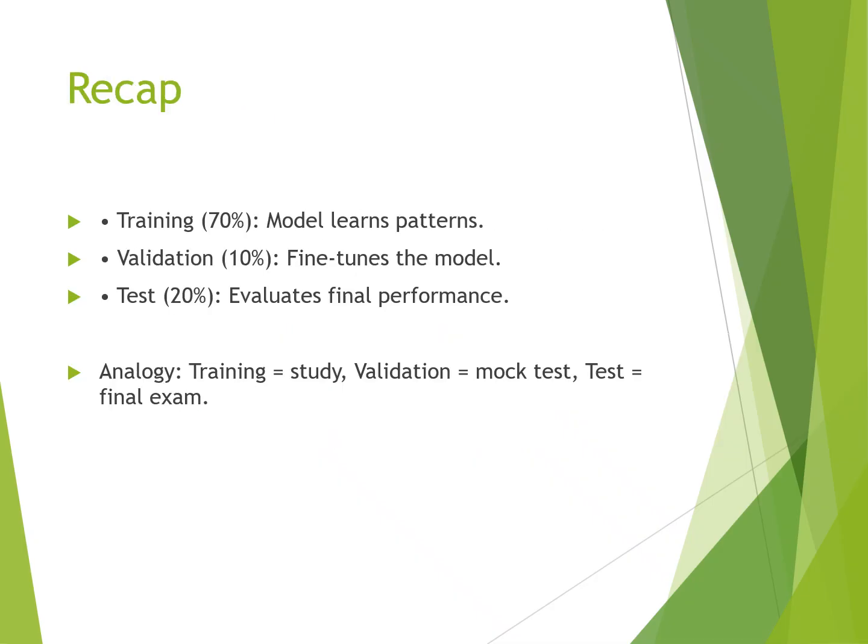So if we recap, what we did was we used training 70%, which makes the model learn patterns. Validation is fine tuning the model, like a mock exam, as I said. And the third one is the test 20%, which evaluates the performance. The analogy I'm trying to make is an association for the memory to understand. Training is like studying, validation is like a mock test, and the actual final test is like the final exam. So I hope you have understood what a test and a training data set is.